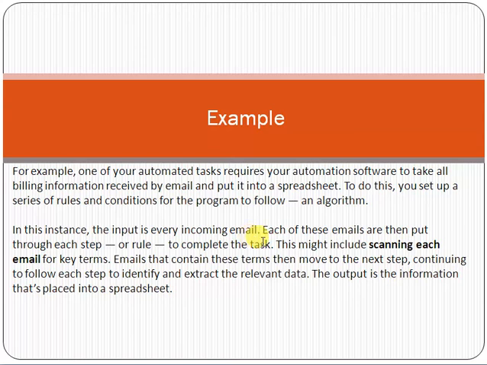So the step by step scanning of emails and getting the billing information from the emails will be considered the processing. Once the processing completes, you will get the required billing data from the emails and store it in the Excel sheet, which will have the relevant billing information. So the Excel sheet will be considered the output. This is a very simple example of an algorithm.